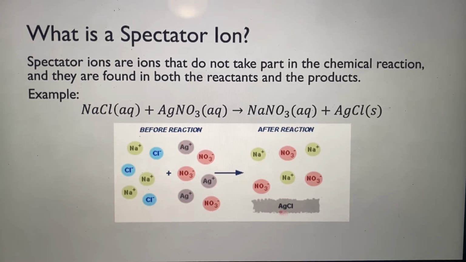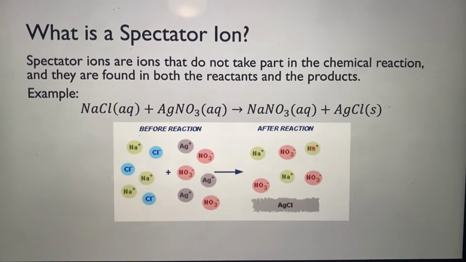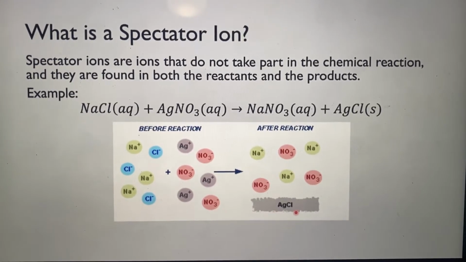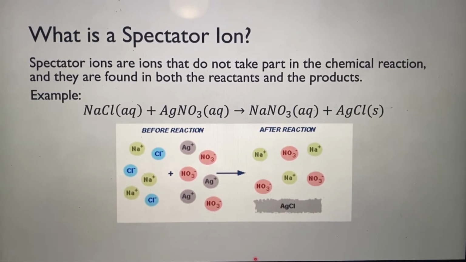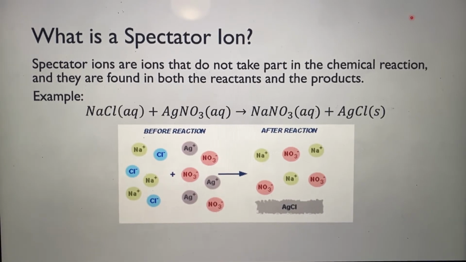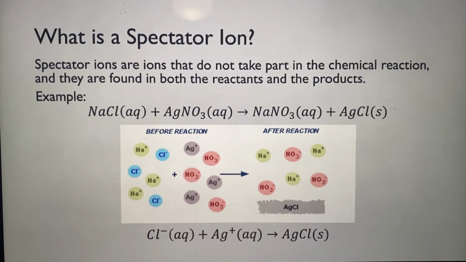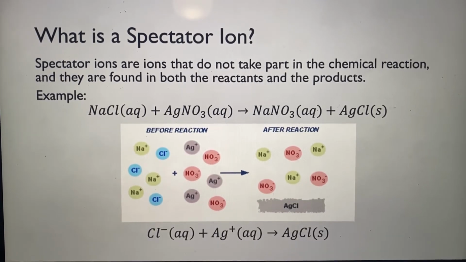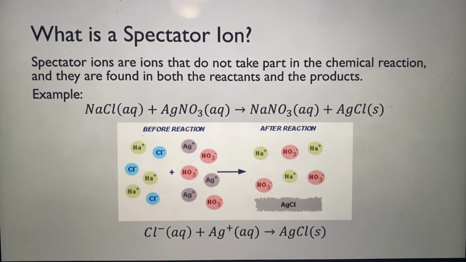After the reaction, you have your silver chloride solid, and then your sodium and nitrate ions still floating around, which indicates that they weren't actually involved in creating this silver chloride. And we can see that with our final equation. It just shows the chloride and the silver that makes the silver chloride solid.